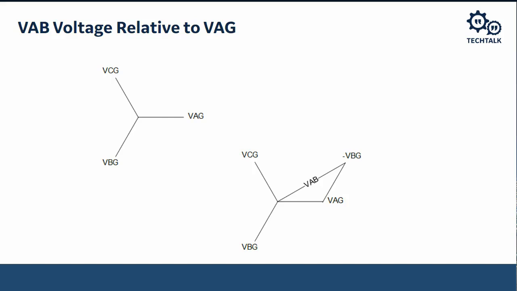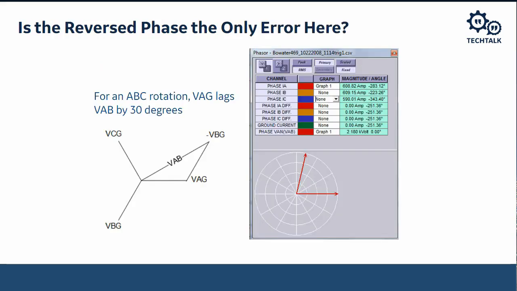Either way, what it's telling me is that the A to B voltage is going to lead the A to ground voltage by 30 degrees, which in this case makes the situation I just saw even worse, because the A to ground voltage is going to be 30 degrees more. So instead of almost 90, it's closer to 120 degrees between my actual VAG and my A phase current.